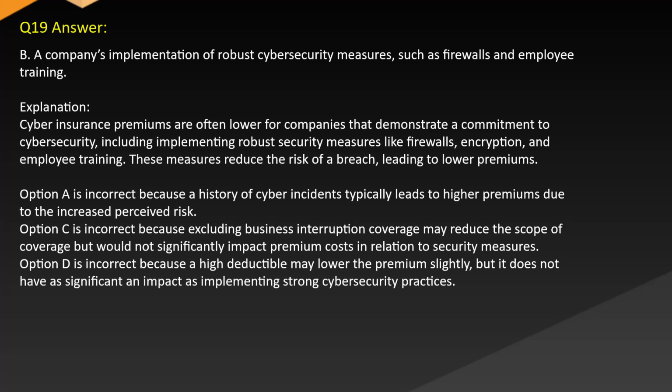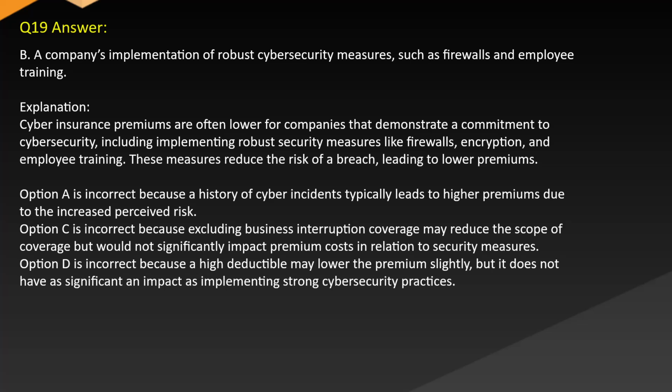Answer: B. A company's implementation of robust cybersecurity measures such as firewalls and employee training. Explanation: cyber insurance premiums are often lower for companies that demonstrate a commitment to cybersecurity, including implementing robust security measures like firewalls, encryption, and employee training. These measures reduce the risk of a breach, leading to lower premiums.